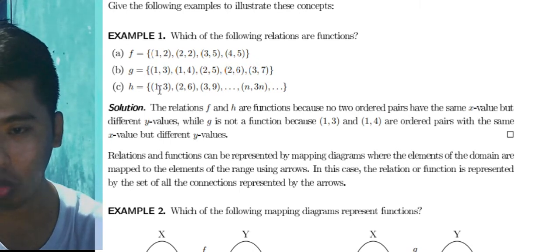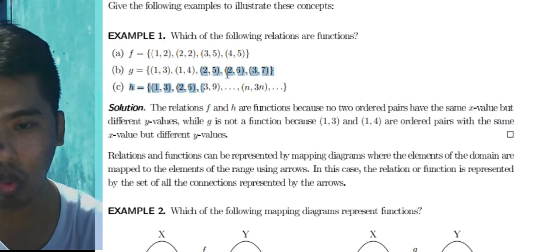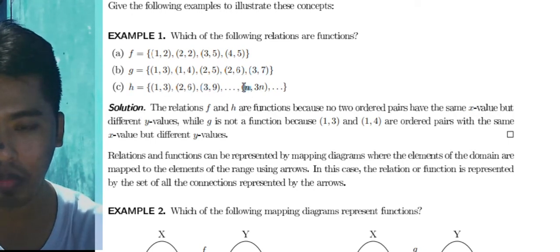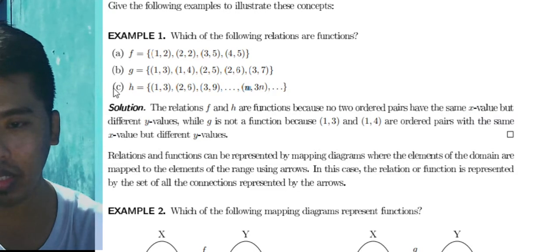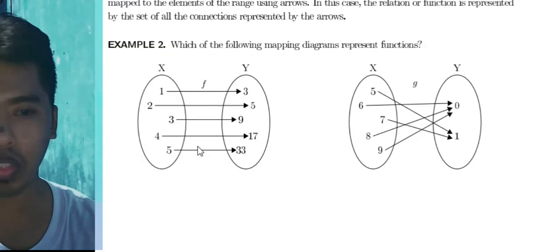Now next, we have (1, 3), (2, 6), (3, 9), and an ellipsis, and so on and so forth, (n, 3n). So any number, you multiply it by 3. Meaning our x is unique: 1, 2, 3, 4, 5, 6, 7, up until however many you want, because it is a variable n. So this example number 3, or letter C rather, is a function. So, only letter B is not a function. Okay? So, let's proceed to the next one.